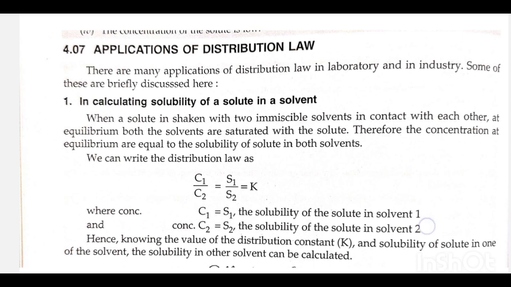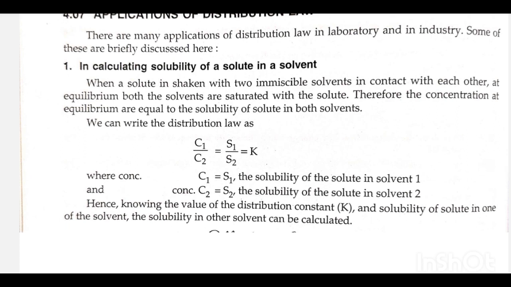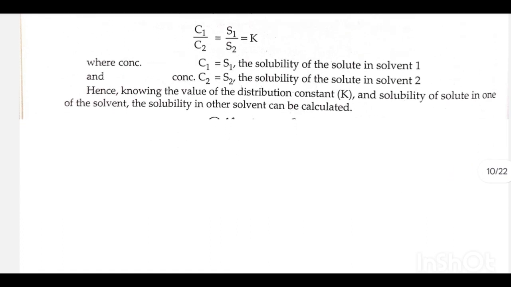Number 1. In calculating solubility of a solute in a solvent, when a solute is shaken with two immiscible solvents in contact with each other at equilibrium, both the solvents are saturated with the solute. Therefore, the concentrations at equilibrium are equal to the solubility of the solute in both solvents. We can write the distribution law as C1 by C2 is equal to S1 by S2 is equal to K, where concentration C1 is equal to S1, the solubility of the solute in solvent 1, and concentration C2 is equal to S2, the solubility of the solute in solvent 2. Hence, knowing the value of the distribution constant K and the solubility of the solute in one of the solvents, the solubility in the other solvent can be calculated.